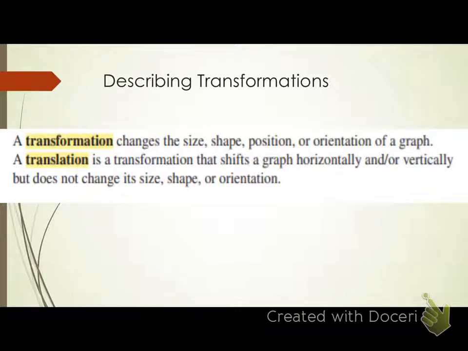A transformation changes the size, shape, position, or orientation of a graph. A translation is a transformation that shifts a graph horizontally and or vertically, but does not change its size, shape, or orientation. It is possible to have a translation and a transformation all going on at the same time. We okay with understanding what a transformation and translation mean? Can I move on, or are we still writing? We good?